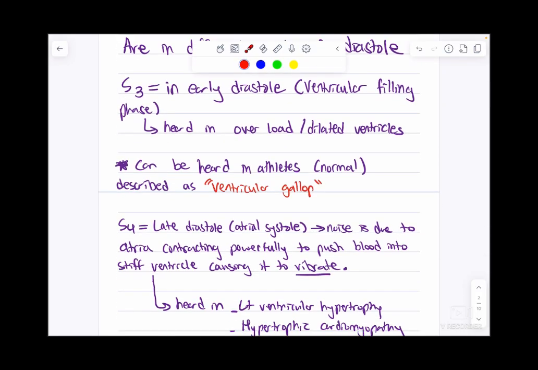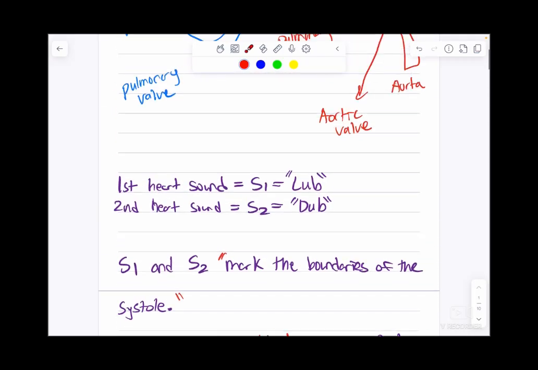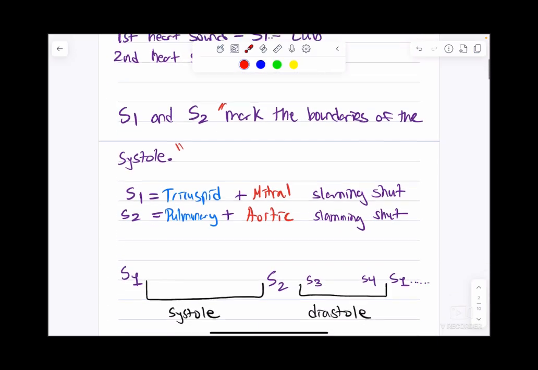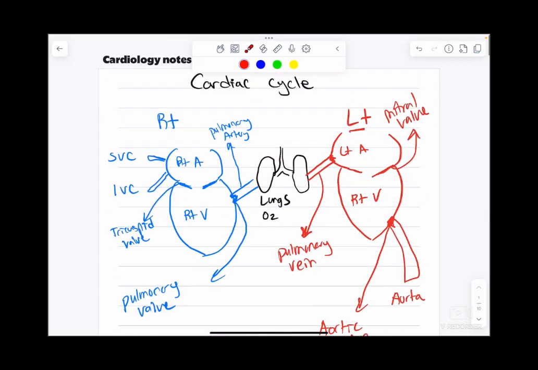S4 is the late diastole, also known as the atrial systole. Noise is due to the atria contracting powerfully to push the blood into the stiff ventricle, causing it to vibrate. So the atria, they kind of contract, even though it's the diastolic phase, the filling phase, but the atrium wants to push the blood into the ventricles because the ventricles here have low compliance.